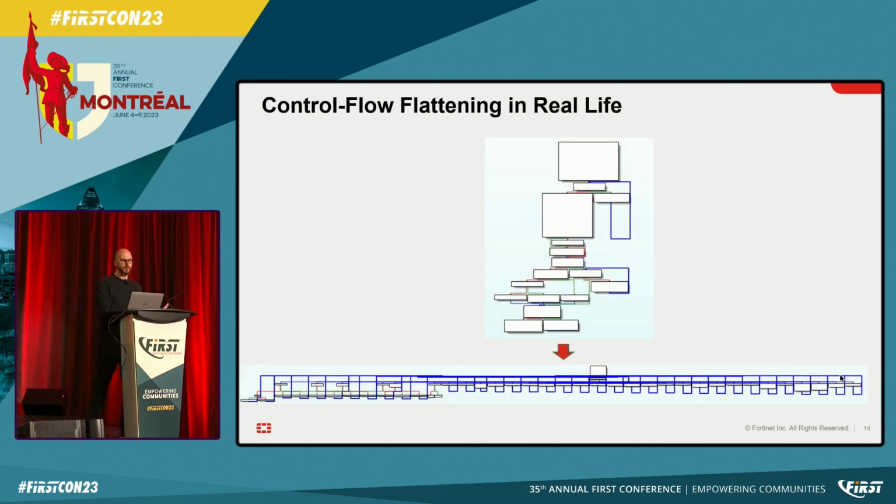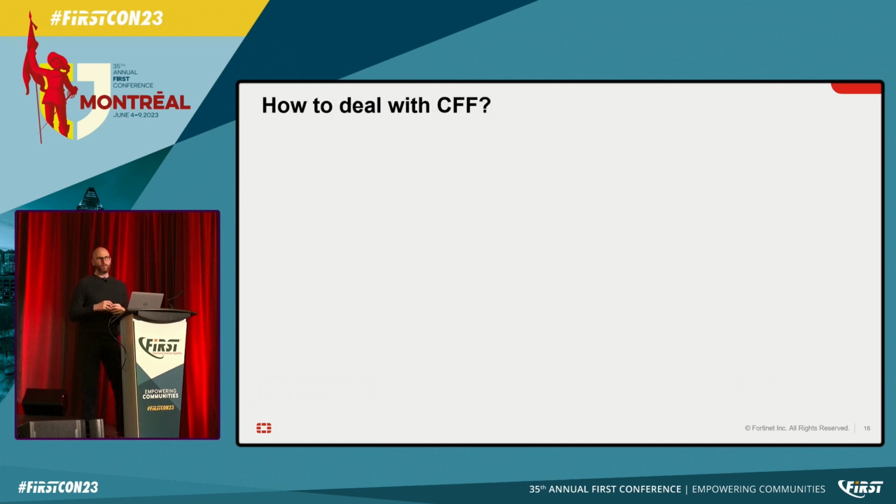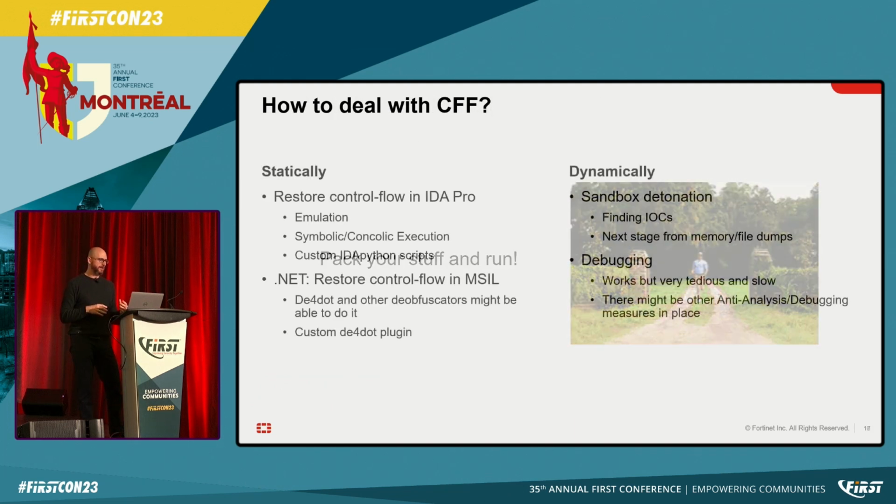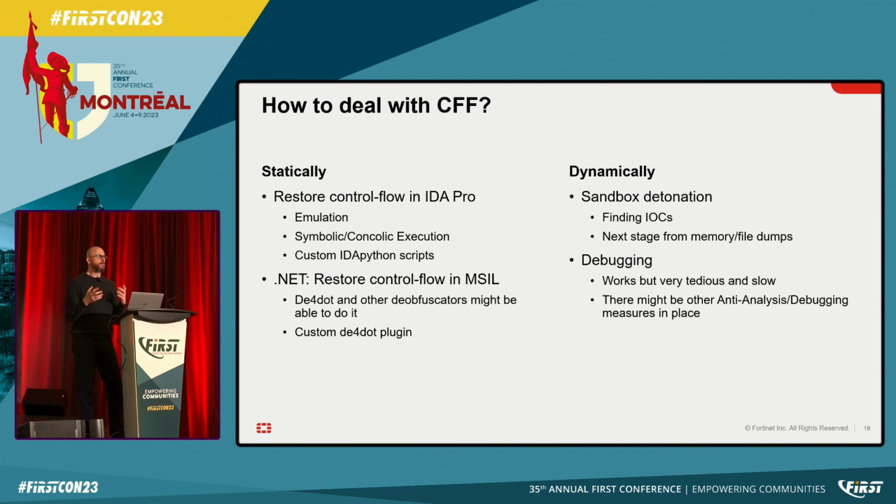So first, statically, we can try to restore the control flow, for instance, by implementing some kind of IDAPython script. To do that, we can use generic pattern matching to recognize the different basic blocks and figure out what the original control flow was. We can use emulation, which I'm going to talk about, and we can also use symbolic execution, which is often used for this, but it's a mouthful of a technique to use. So it has its disadvantages as well.